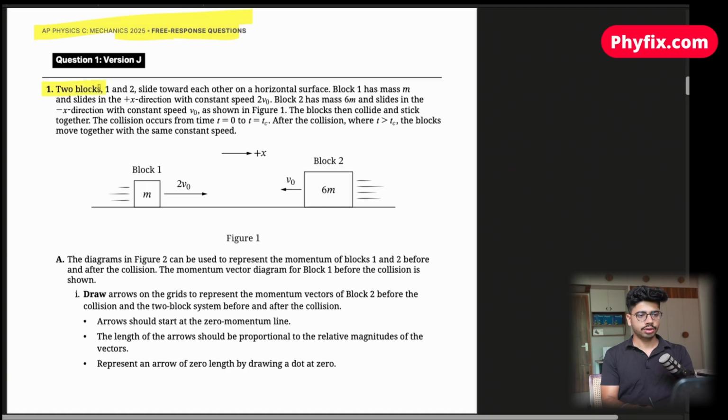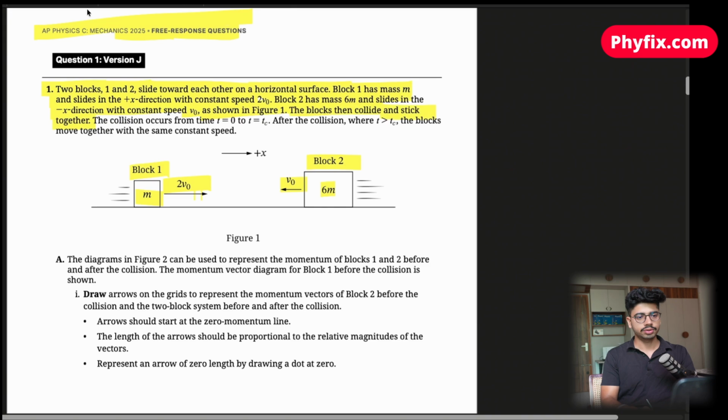There are two blocks, A and B, sliding toward each other on a horizontal surface. Block 1 of mass m is moving in the positive x direction with velocity v naught, and the second block, of mass 6m, is moving in the negative x direction with a constant speed 2v, as in figure 1. The blocks then collide and stick together.